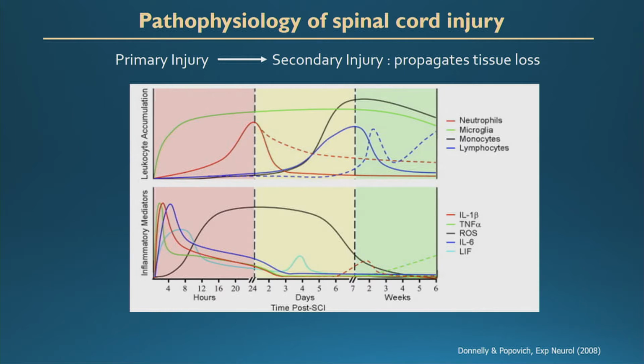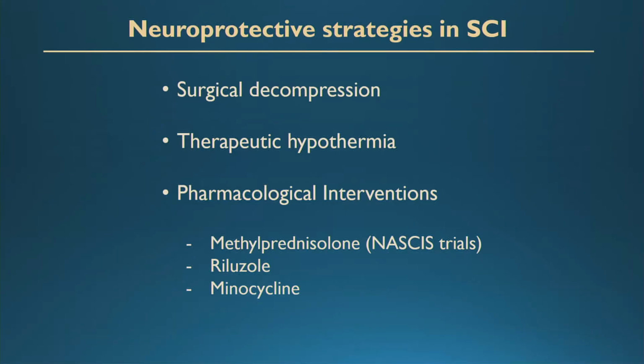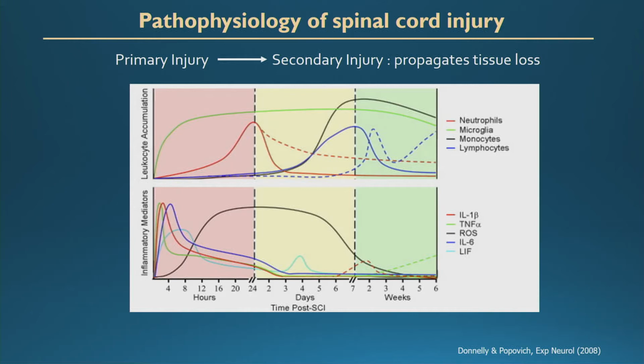This is followed by a gradual infiltration of other cells, such as monocytes and lymphocytes, that, if you notice, is never resolved. Especially here in the chronic phase, we still have a lot of macrophage infiltration, and the inflammation is not resolved.